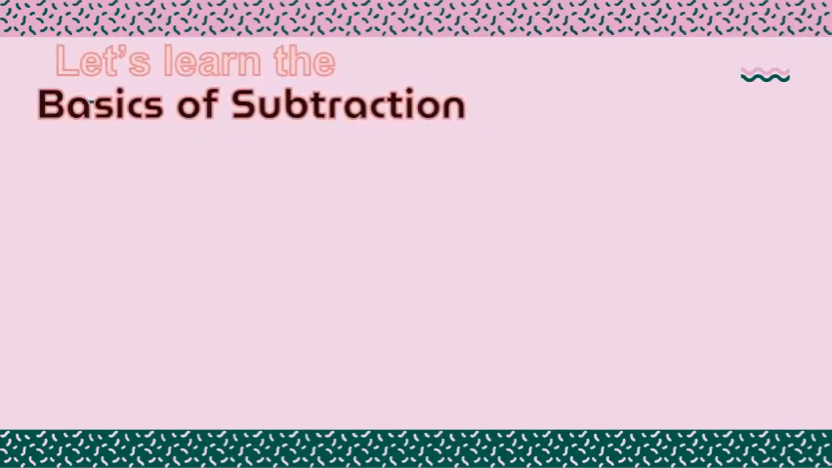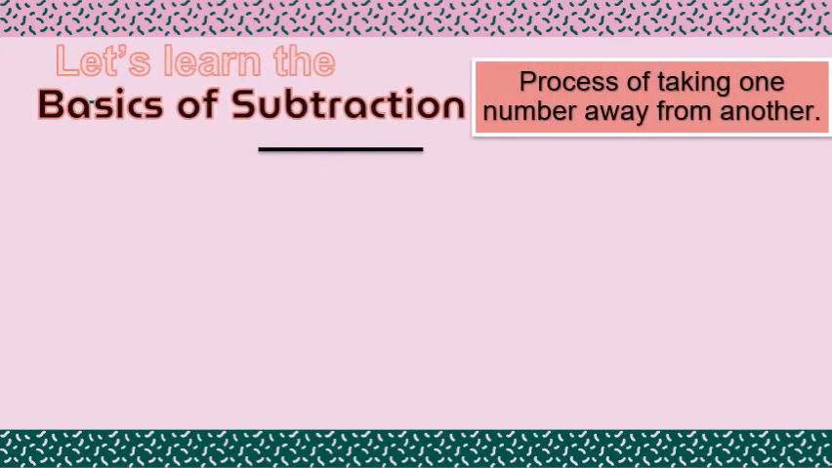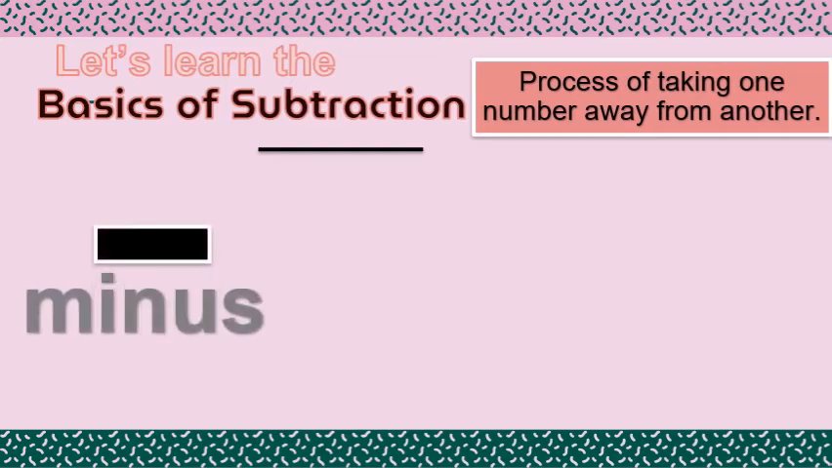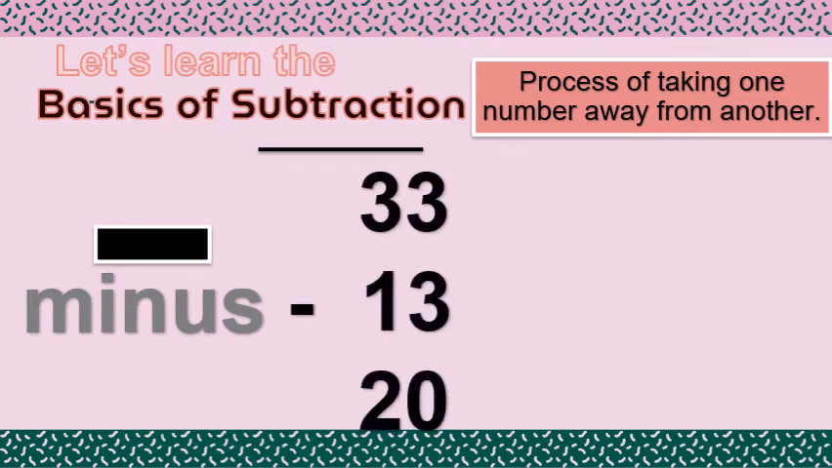Let's learn the basics of subtraction. What is subtraction? This is the process of taking one number away from another. This is the sign for a subtraction. This is called minus. For example, we have here 33 minus 13 is equal to 20.